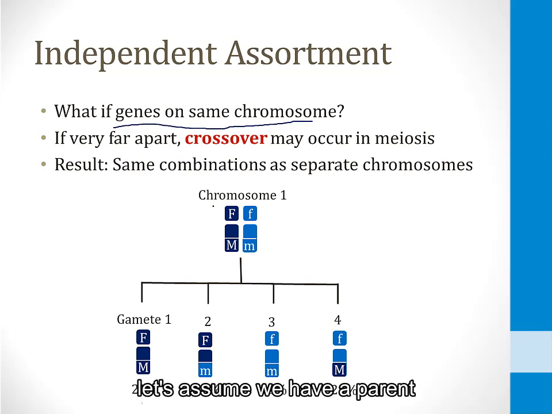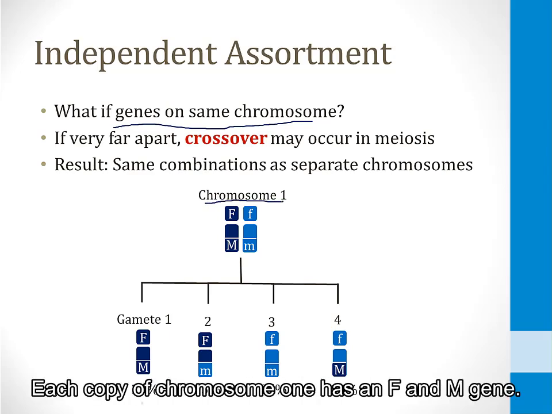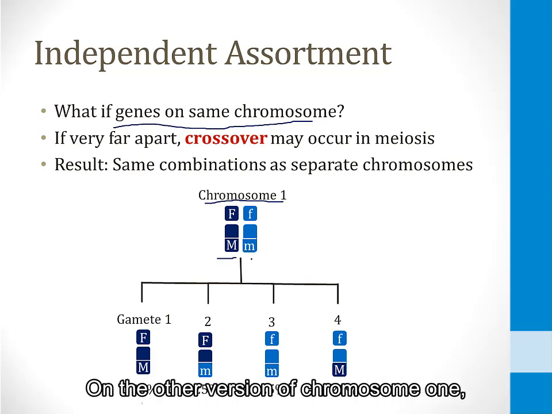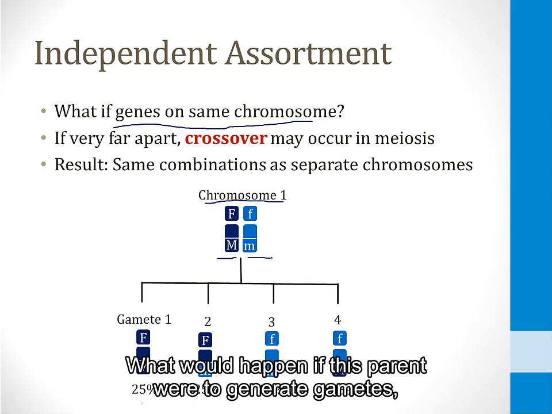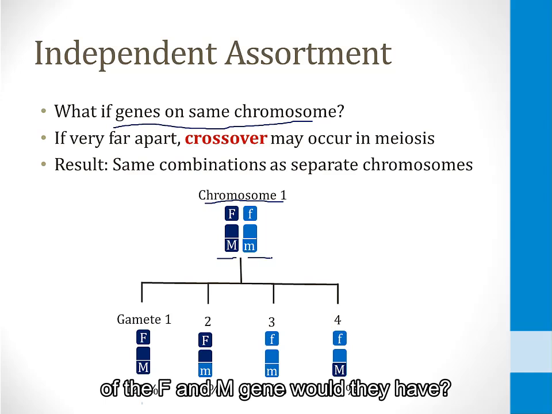Let's assume we have a parent with two copies of chromosome 1 found in the cells of their body. Each copy of chromosome 1 has an F and an M gene. On one version of chromosome 1, there is a capital F and capital M gene. On the other version of chromosome 1, there is a lowercase f and lowercase m gene. What would happen if this parent were to generate gametes? What combinations of the alleles of the F and M gene would they have?